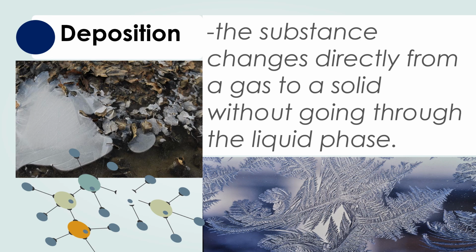For deposition to occur, thermal energy must be removed from a gas. When the air becomes cold enough, water vapor in the air surrounding the leaf loses enough thermal energy to change into a solid. So in deposition, the substance changes directly from a gas to a solid without going through the liquid phase.